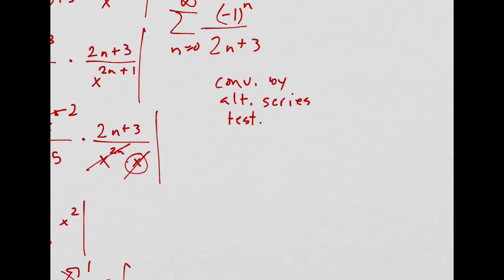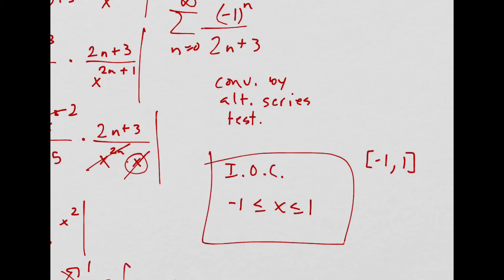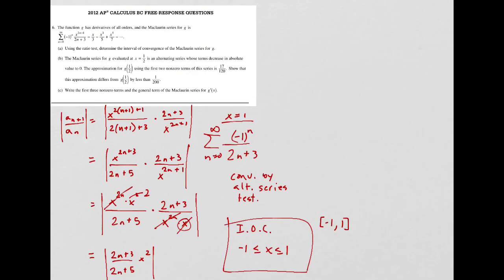So then we can say the interval of convergence is negative 1 less than or equal to x, less than or equal to 1. So that's part A, and I think I'm going to make the rest of the parts in a different video.